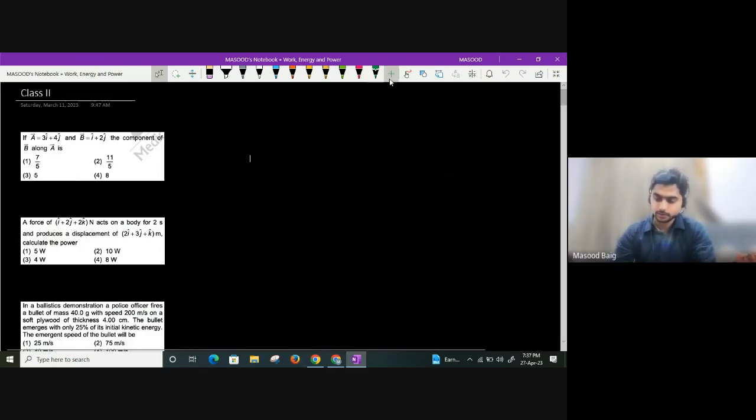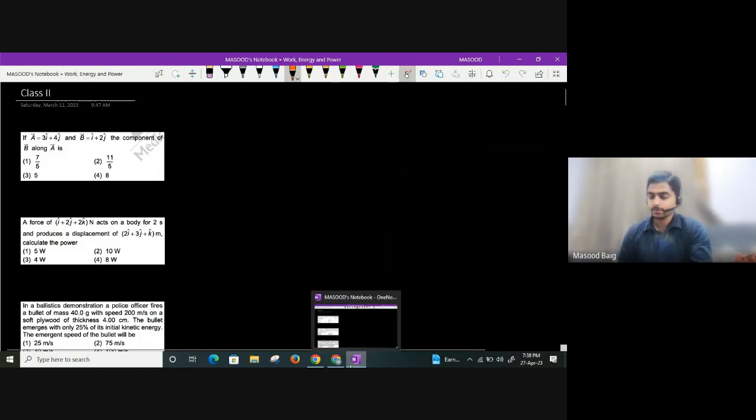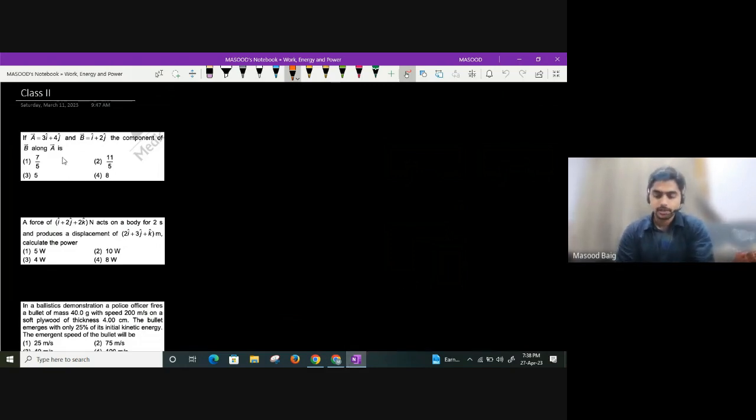Right, so we have some amount of questions to be discussed in work, energy, and power. We'll quickly complete these questions again. So probably at the end, which are difficult, we'll try to discuss those. Okay. So A bar is given, B bar is given. They're asking us to find the component of B bar along A bar. So what will be component of B bar along A bar?